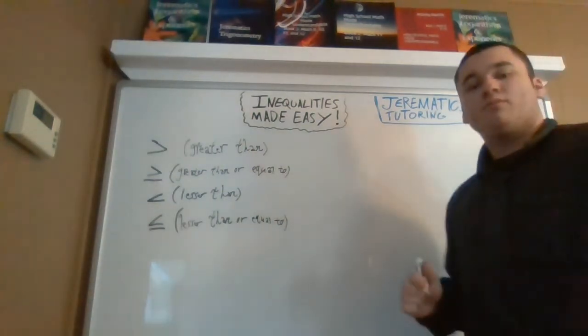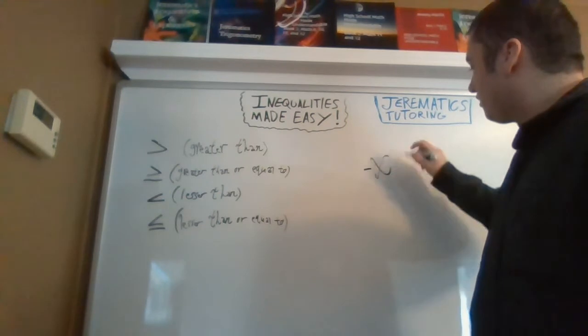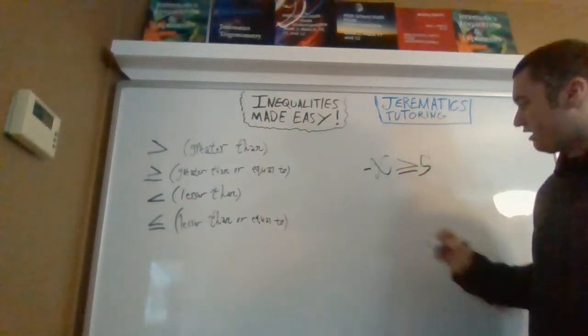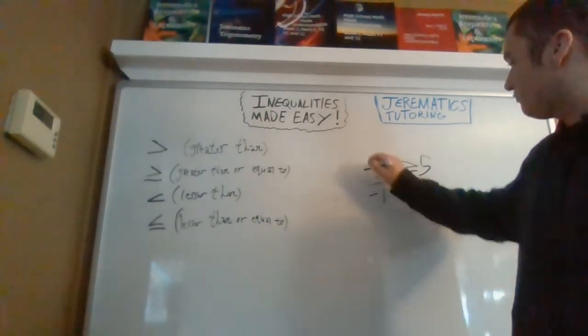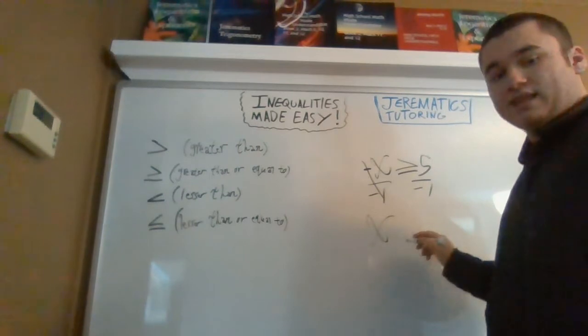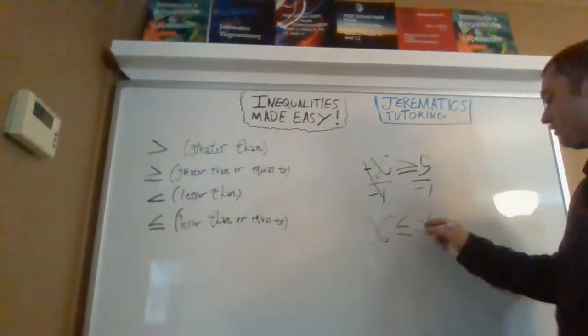I'll show you a few examples involving negatives once again, just to make sure that you got the idea. So negative x is greater than or equal to 5. Solving for x, we need to divide both sides by negative 1. This will give us x is less than or equal to negative 5.